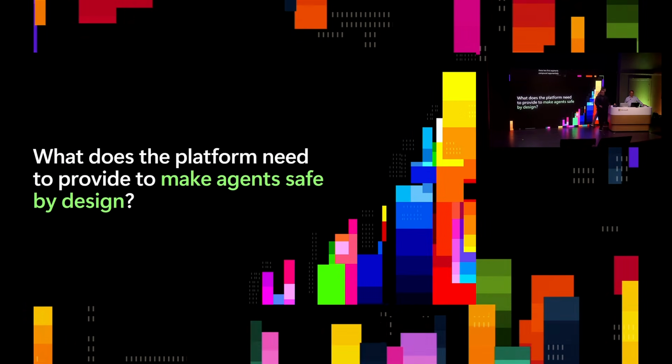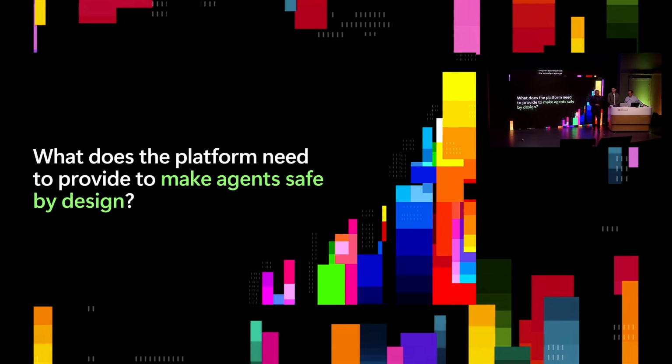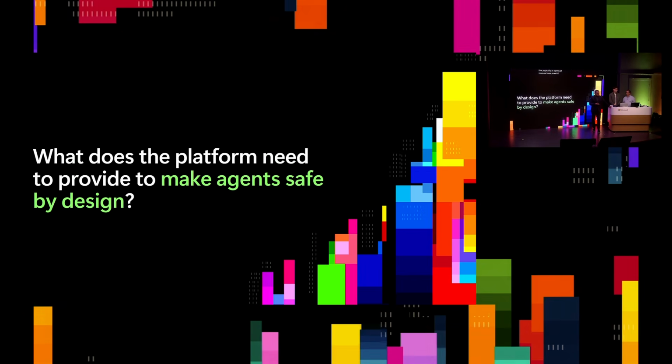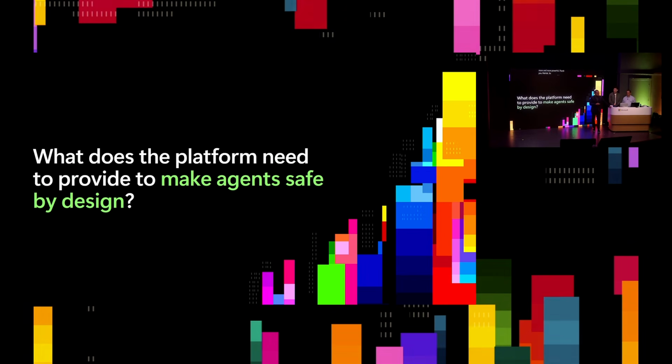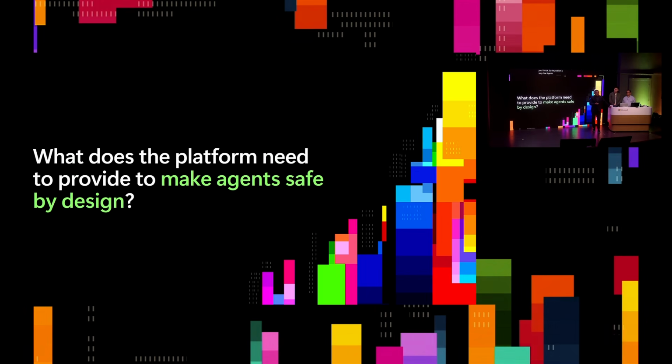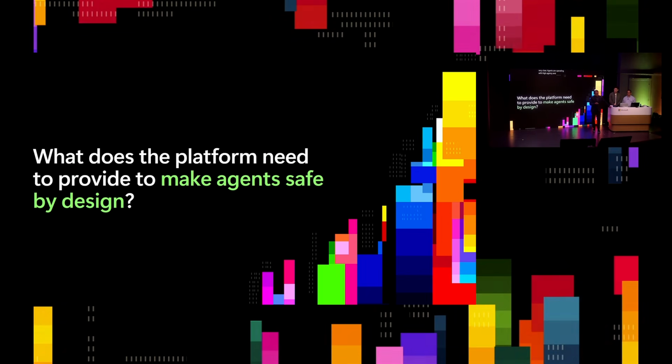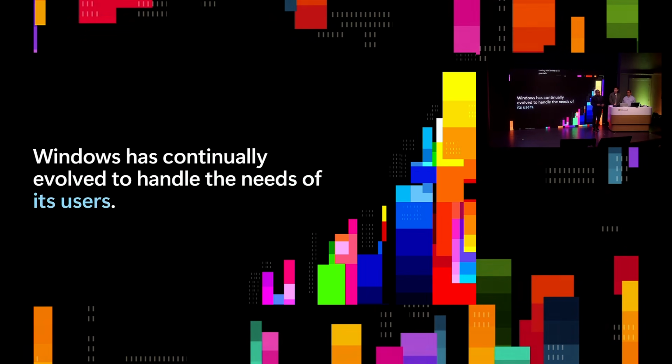Thank you, Patrick. So the problem is very clear. Agents are operating with high agency, and they're running with limited to no guardrails. Then the question shifts to, what does a platform need to provide to make agents safe by design? That's where Windows comes in.